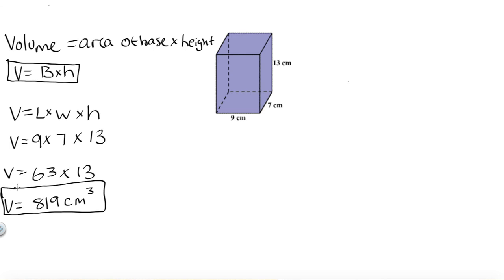So very simple. Find the area of the base, remembering that that formula may change. Here it was a rectangle, so we have length times width, and multiply that by the height of the prism. Simplify. Remember your measurements are in cubic measurements.